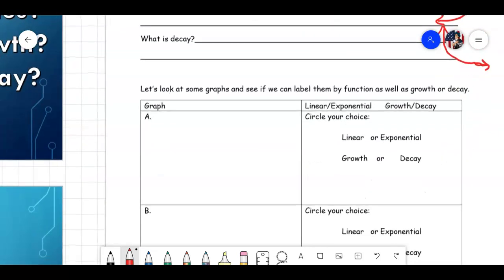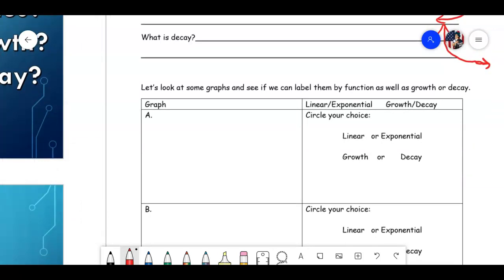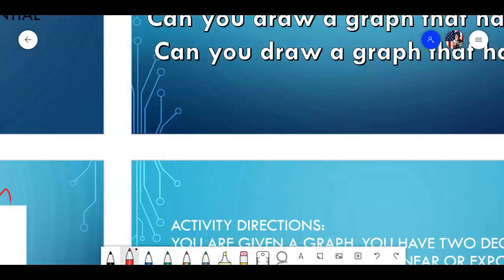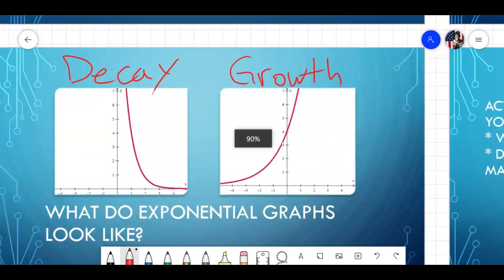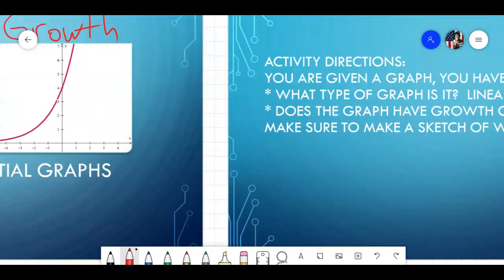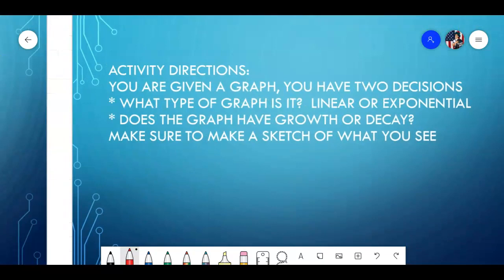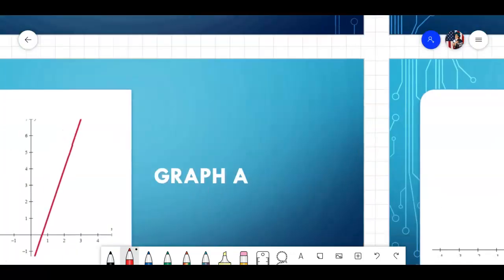Now, the rest of these, A, B, C, D, E, F, well, you need the image, which I'm going to put on the board. So we're going to do this by rows. Here we go. So you know what decay and growth look like. The activity is, I'm going to give you a graph, and you're going to tell me, is it linear or exponential? Is it growth or decay? That's it. I'm going to go by rows. So now, for this class period, don't shout it out for someone else, please.